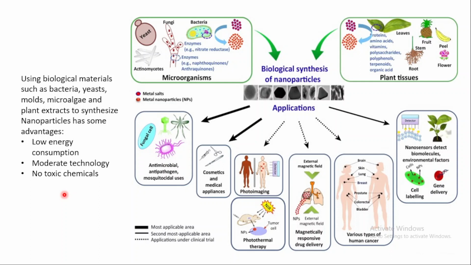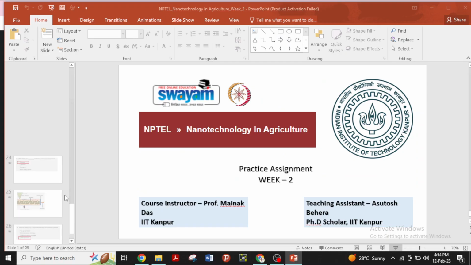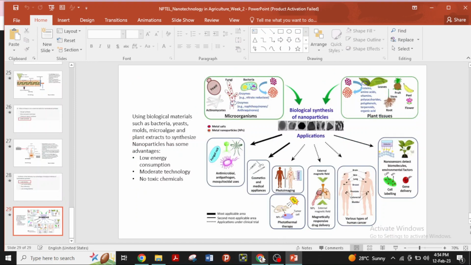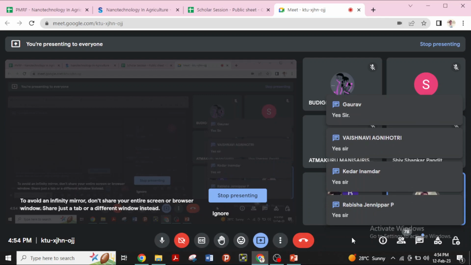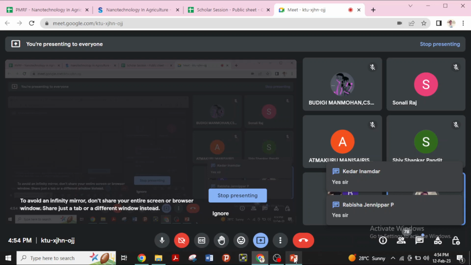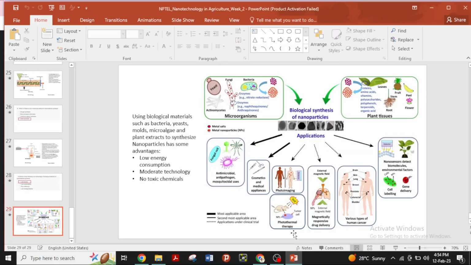Is it clear to the students? You can just type yes or no in the chat box. Yes, good, good, good. With this, we have come to the end of our practice assignment.